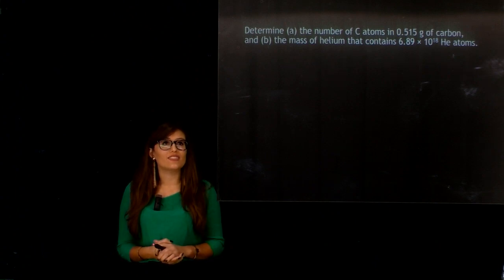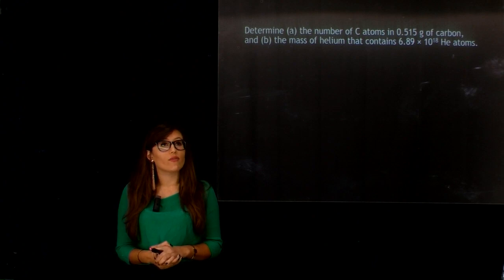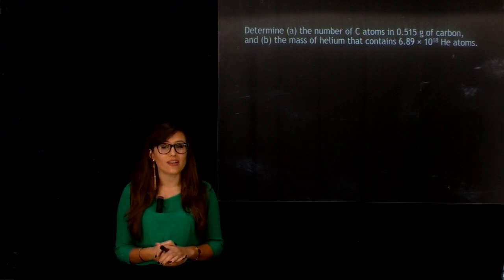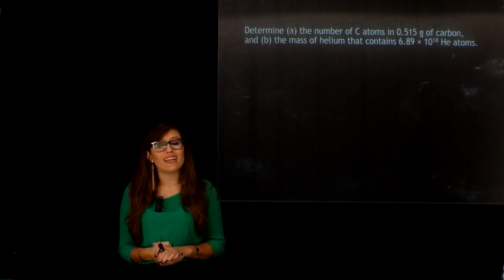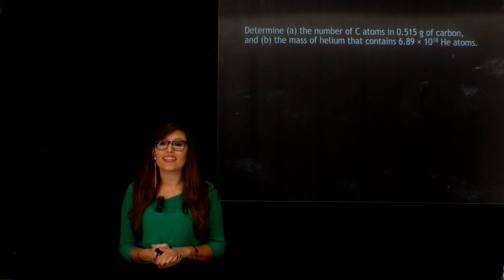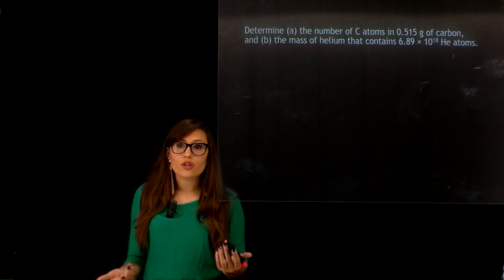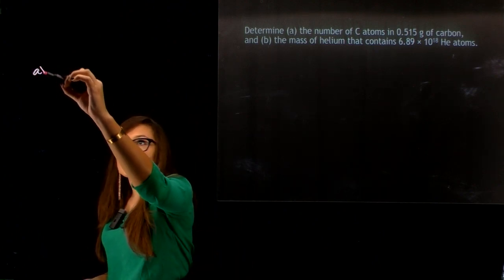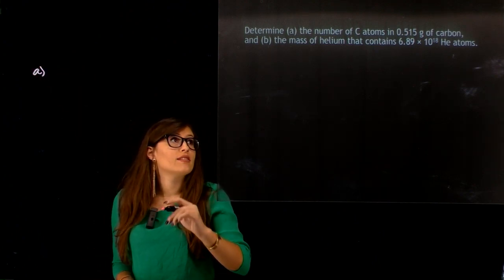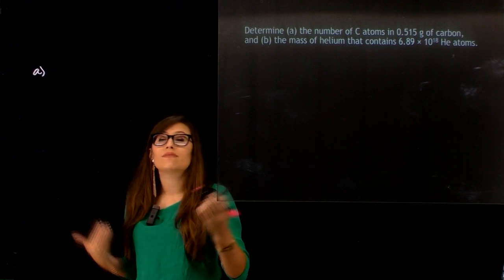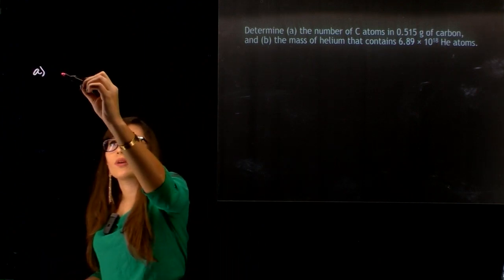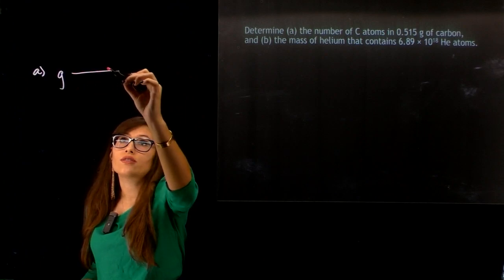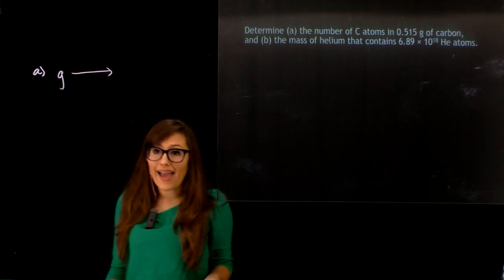The following problem states: determine the number of carbon atoms in 0.515 grams of carbon, and in part B it says determine the mass of helium that contains 6.89 times 10 to the 18th helium atoms. So in the first part, we are looking at determining the number of atoms in this many grams of carbon. So we have mass, and we need to eventually go to atoms.